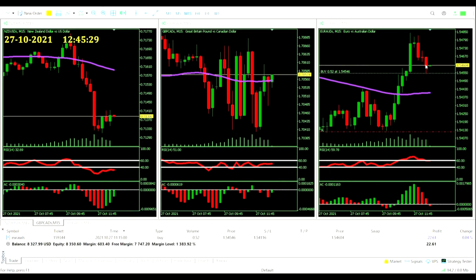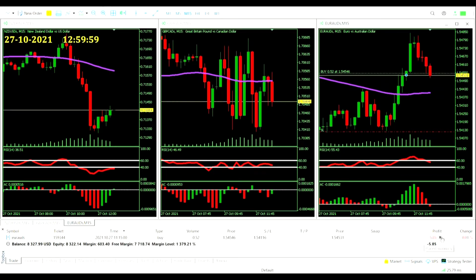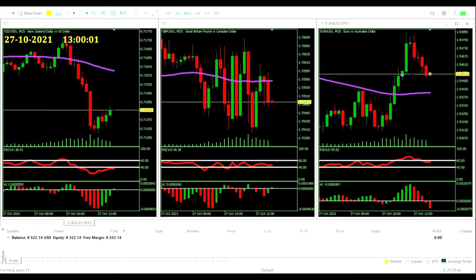Just don't let it be like yesterday where we end up taking a big loss on the last candle before we get out. 5 seconds to go, and it is coming right down to the wire. At the moment, it's looking like a loss. We're going to have to close it. There we go. It is a loss.